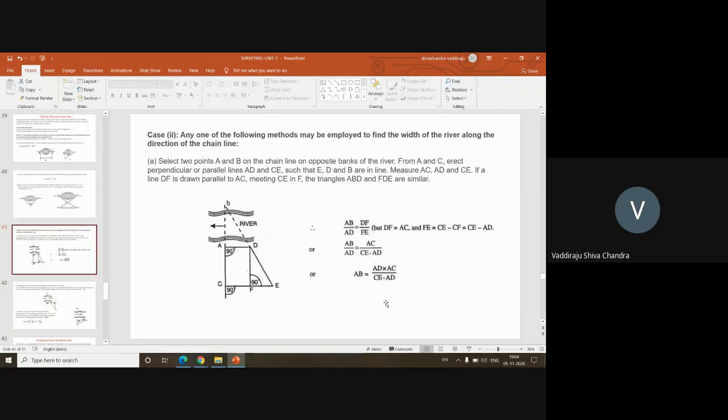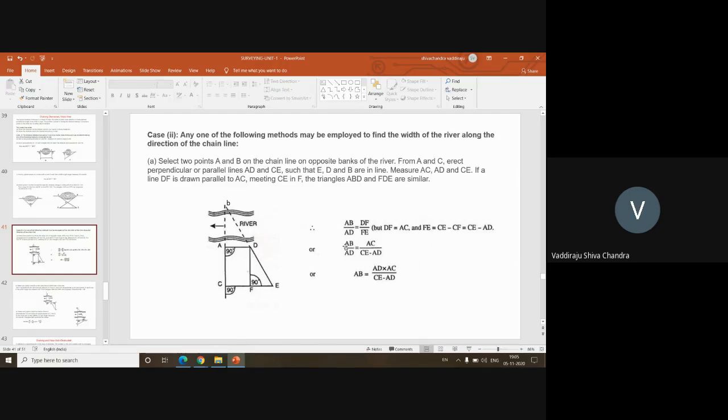This is one more possibility where you want to determine the width of a river, where it is not possible to drag the chain in the river. We'll identify two points on one side of the river, and from those points drop perpendiculars. This is AD, and CF also we drop a perpendicular, and we extend CF up to E such that point B, which is on the other side of the river, and points D and E are in the same line. So I'm going to draw a diagram like this.